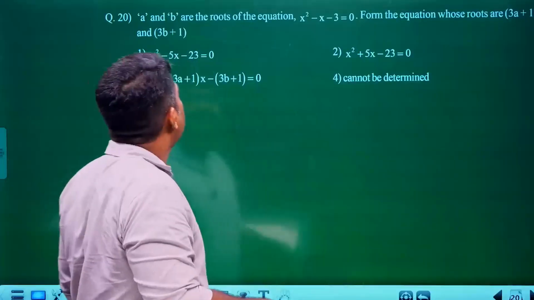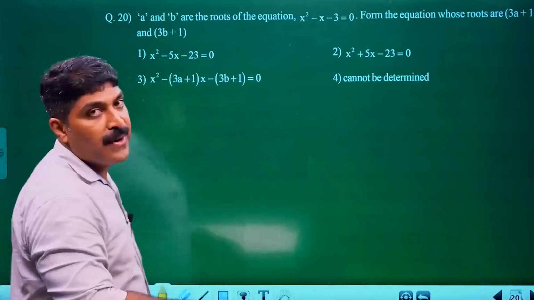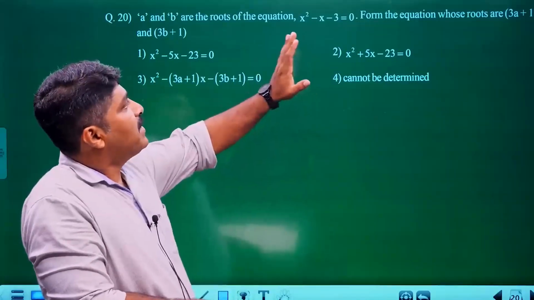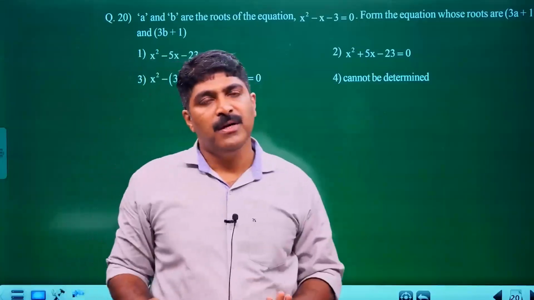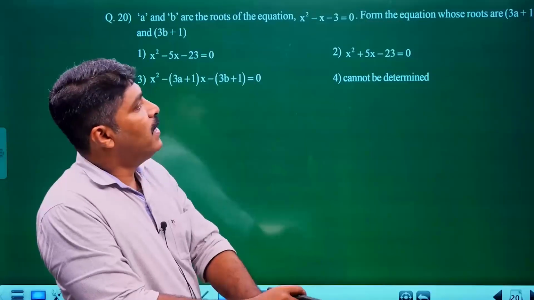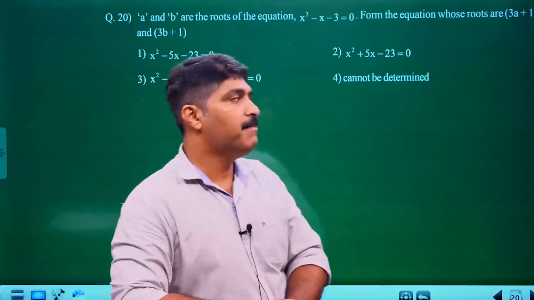Now move to the 20th question, another challenging question from the area of quadratic equations. It is given that the quadratic equation x squared minus x minus 3 equal to 0 has roots a and b. Then we have to find the quadratic equation which has roots 3a plus 1 and 3b plus 1.